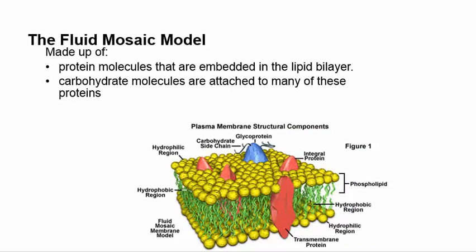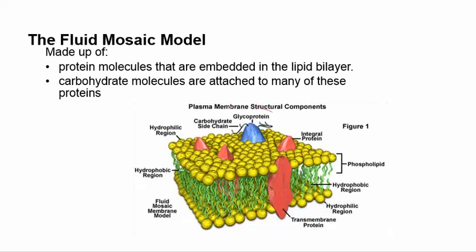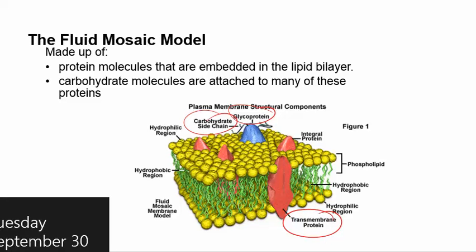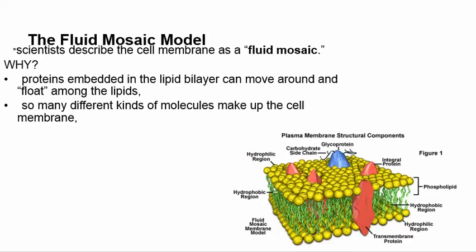So another name for the lipid bilayer sometimes is the fluid mosaic model. And that's because there's different things that are embedded in this layer. And if you look at this diagram that I gave you, you have your phospholipids that you guys know about. You also have glycoproteins. You have carbohydrates in there. You have transmembrane proteins, meaning that they go through the whole layer. So there's quite a few things in this lipid bilayer. Because things are floating in it, that's why scientists might call it a fluid mosaic.